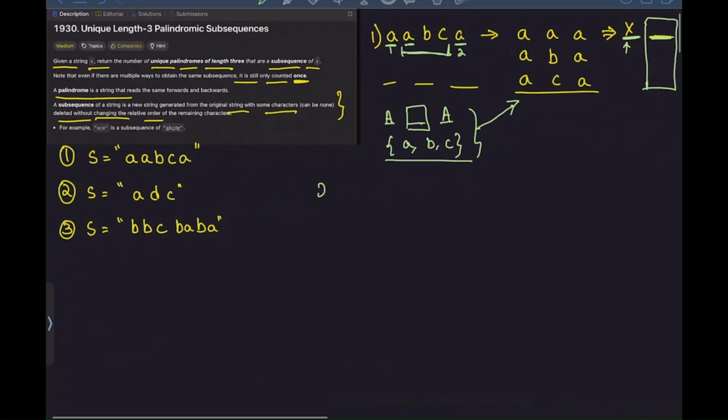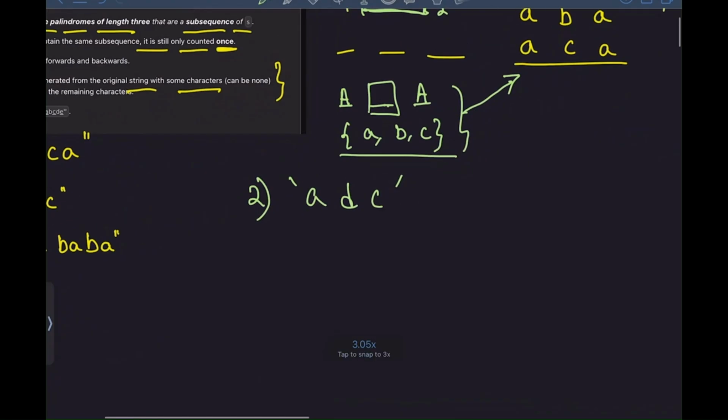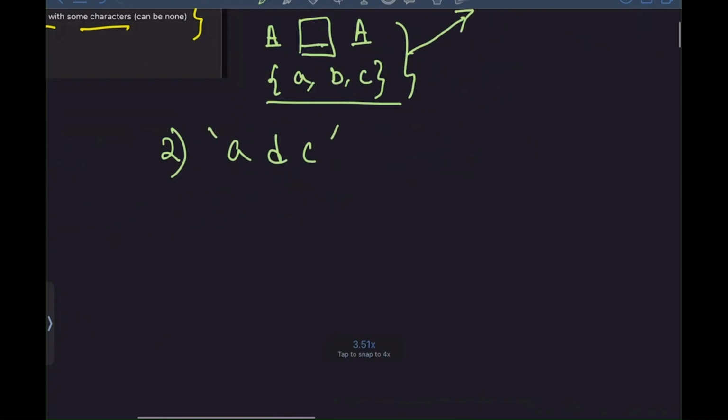An A, a D and a C, right? If we consider this example, we have only 3 characters in our palindrome, and in order to satisfy the condition of the target palindromes, we need to have the first character and the second character as the same character, right?